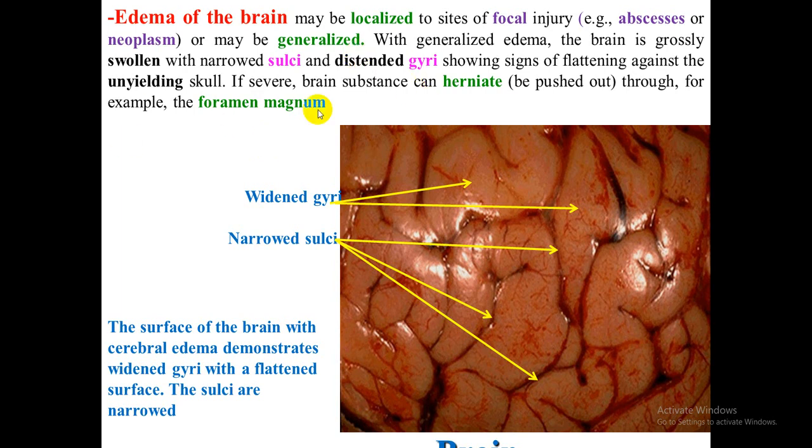يصير عندنا herniation لأنه يصير pressure of cerebral tissue على الcerebellum، فيصير herniation of cerebellar tonsils through the foramen magnum، وهنا يعني تكون life threatening و lead to death. هذا gross feature of brain edema or cerebral edema, being severe widening of gyri and thinning or narrowing of sulci.